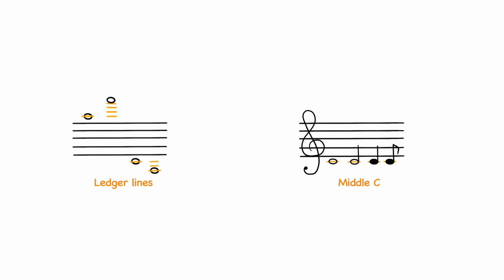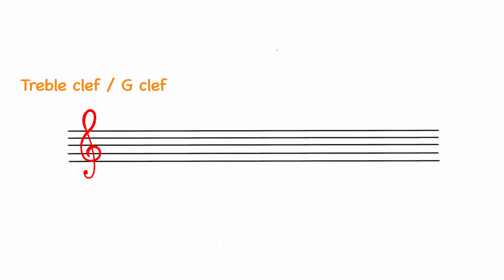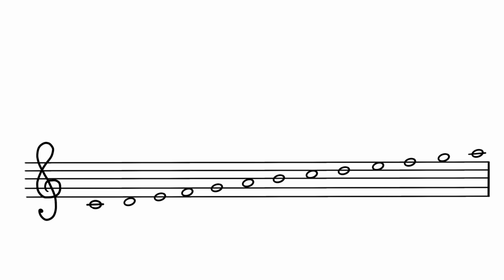The lines above and below the 5 regular musical staves are called ledger lines. Middle C is on the first ledger line below the regular 5 musical staves of treble clef. This is treble clef. It is also called G clef because it starts on G. The treble clef notes are most commonly above middle C.